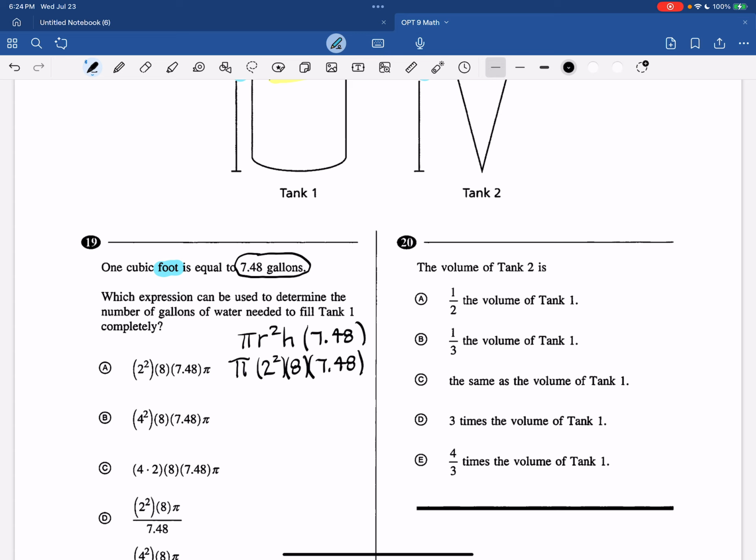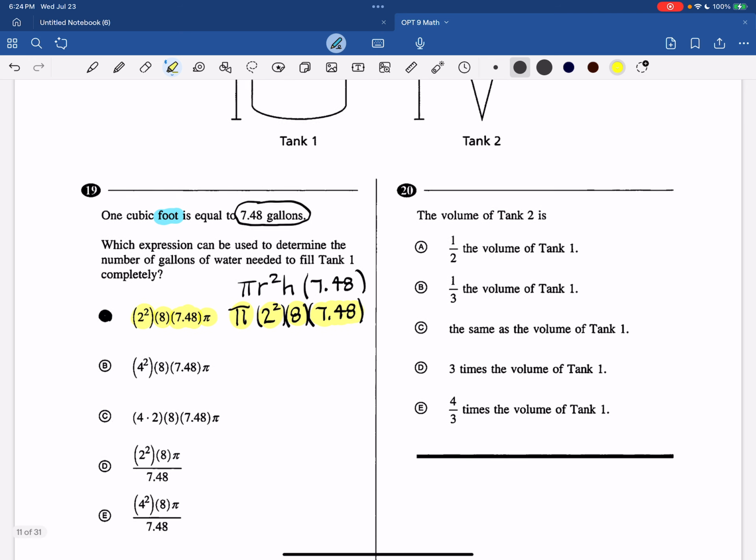So I'm liking what I see already in option A. It matches up exactly, just in a different order. You've got the 2 squared. You've got the 8. You've got the 7.48. And you've got pi. So everything matches 1 to 1. That's what you're looking for. So the answer to number 19 is A as in alpha.